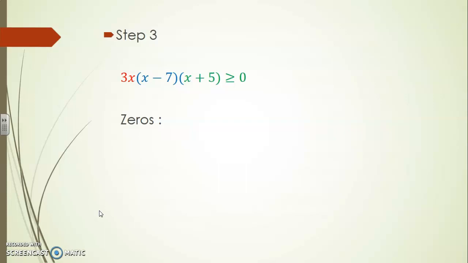In step 3, we'll find the zeros of the factored expression on the left. So you'll notice that 3x, one of the factors involved, is 0 if x itself is 0. x minus 7 is 0 if x is 7. And x plus 5 is 0 if x is minus 5. Now, in a product, obviously, if any one of these factors is 0, the entirety of the expression is 0. So 0, 7, and minus 5 are numbers that will guide us in our tests for signs.